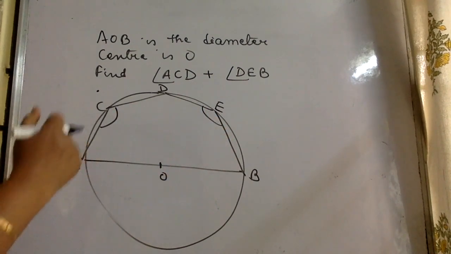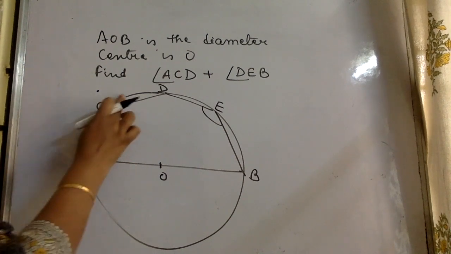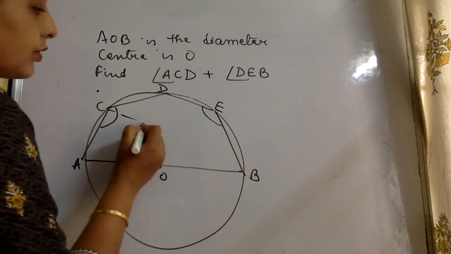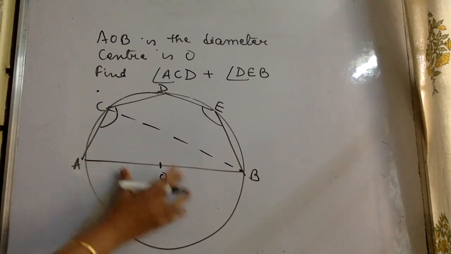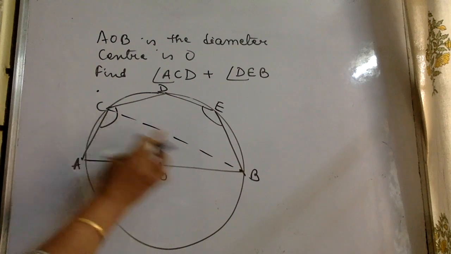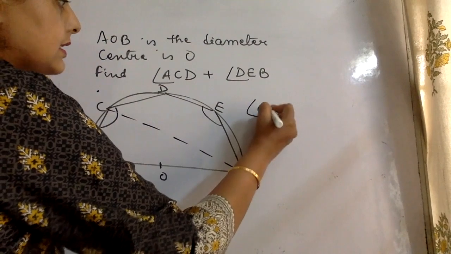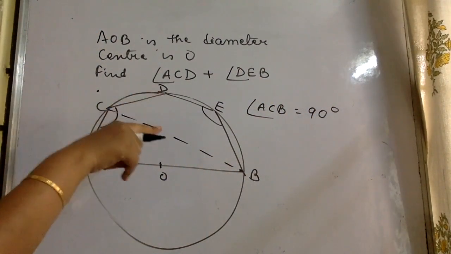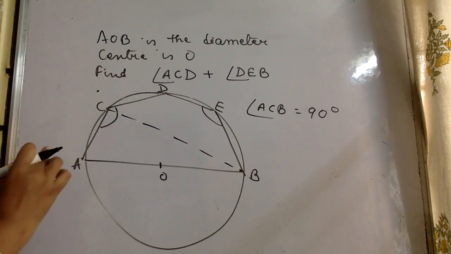Now how do we find it? The very first thing that we can do here: this is not a cyclic quadrilateral. 1, 2, 3, 4 and 5 sides. It is not a cyclic quadrilateral. So what we can do is join this. Now we have got an angle in a semicircle. ACB is an angle in a semicircle. So angle ACB, according to our angle subtended by arcs, is 90 degrees. We have done it in the last video, that any angle in a semicircle is going to be 90 degrees.